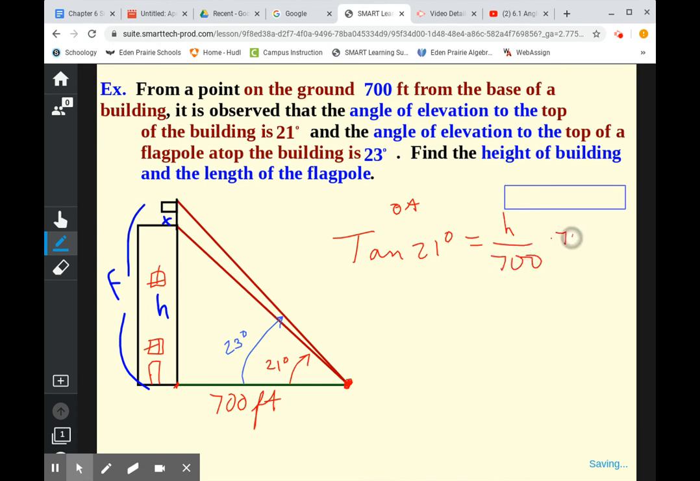Multiplying both sides by 700 will give you H: 700 times the tangent of 21 in your calculator, and you'll get H, the height of the building, to be 268.7 feet. So since we now have H, that's actually part of what the answer they want.